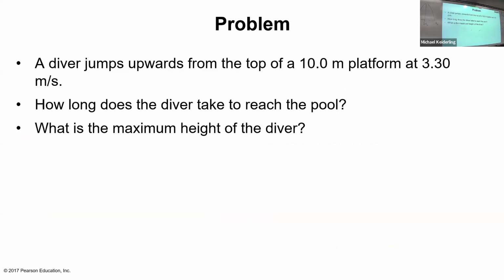So here we have a more straightforward problem in some ways, with less sideways thinking. We have a diver that jumps upwards from the top of a 10-meter platform at 3.3 meters per second. How long does the diver take to reach the pool? So you are starting here. This is X naught. Your final position is 0. This is V naught.